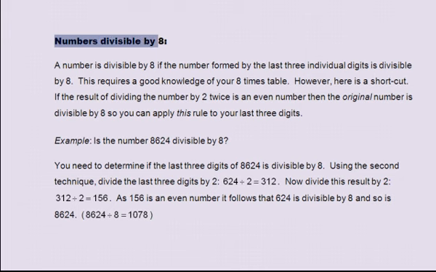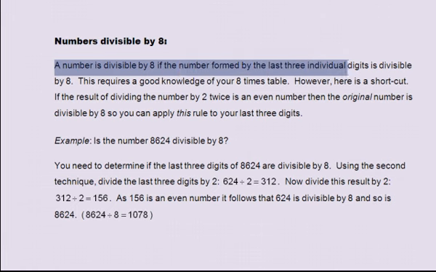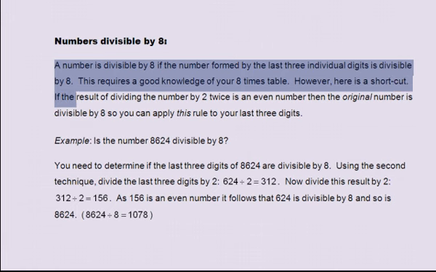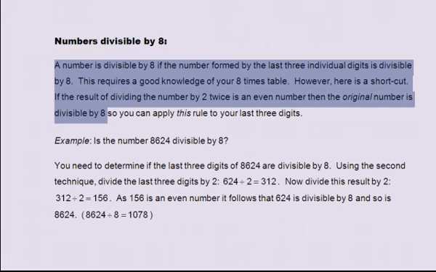Numbers divisible by 8. A number is divisible by 8 if the number formed by the last 3 individual digits is divisible by 8. This requires a good knowledge of your 8 times table. However, here is a shortcut. If the result of dividing the number by 2 twice is an even number, then the original number is divisible by 8. So you can apply this rule to your last 3 digits.